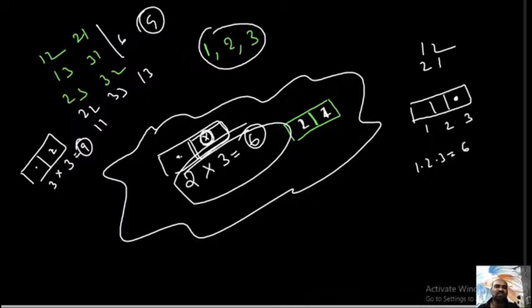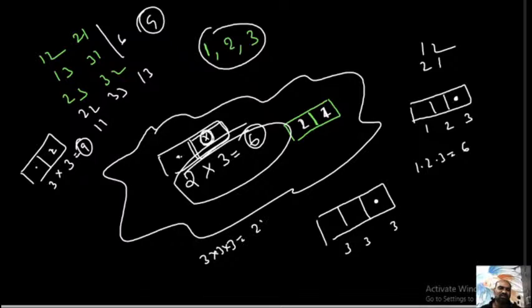How many 3-digit numbers can you write by using the digits 1, 2, 3 when repetition is allowed? So here, just fill them into 3 blanks. First blank can be filled in 3 ways. Second blank also 3 ways. Third blank also 3 ways. Totally I can fill all the 3 blanks in 3 into 3 into 3 ways, 27 ways.